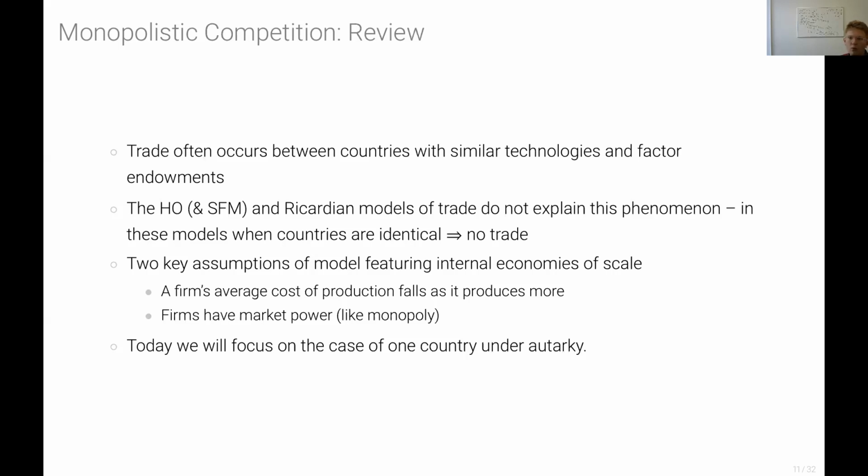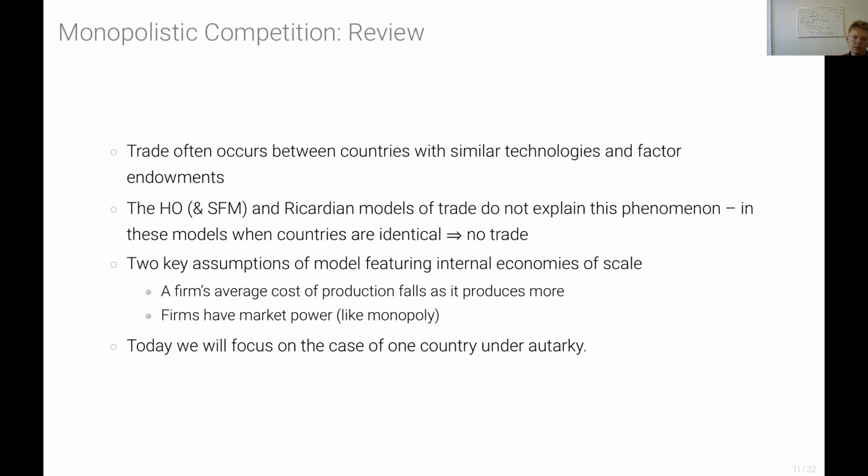And so the models that we've looked at, the Heckscher-Ohlin, specific factors, and Ricardian models of trade, all don't explain this phenomenon. In these models, when countries are identical, we won't have trade. And so the thinking is we need to have a model that explains why similar countries are also going to trade.